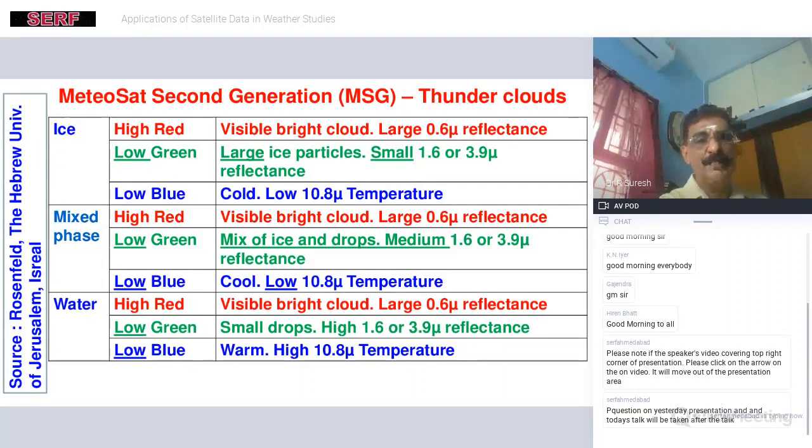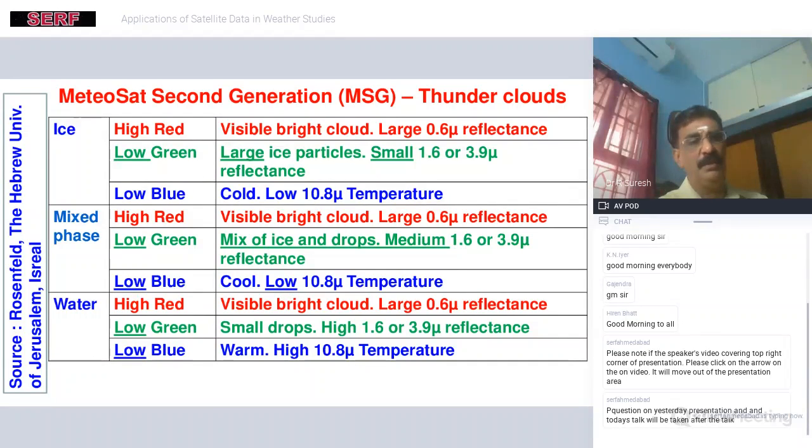That alone is the difference. So red color: high red color in ice phase, mixed phase of water and ice, and then water phase everywhere. High red color remains constant. It is the large reflectance from 0.6 micron, which is used by the Meteosat Second Generation group for identifying the thundercloud, whether it is daytime or nighttime. Probably it is going to be the same, but at nighttime you do not have the visible radiation. That is why it is not applicable for night.